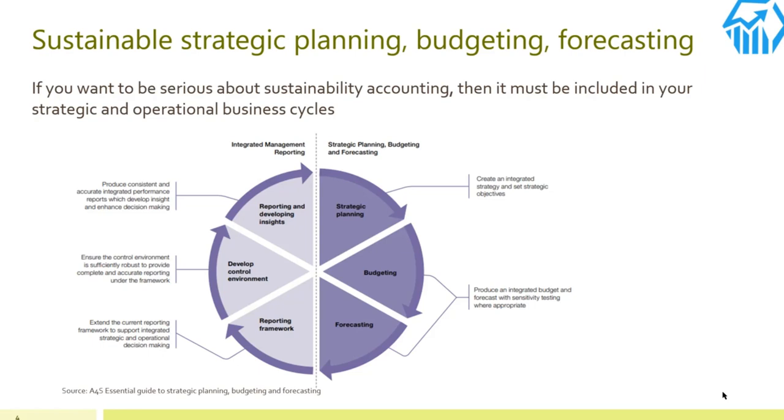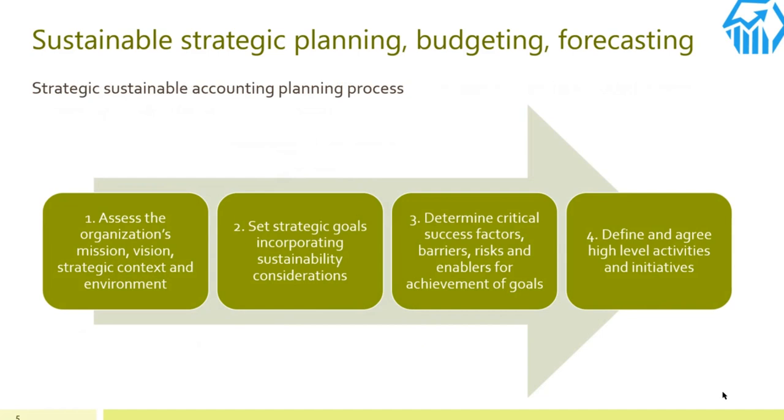And the slides that I share are taken mainly from the Accounting for Sustainability website, where you can find this graph that shows that the strategic planning process is one of the first ones our integrated management reporting process is using. And this first process, this sustainable strategic planning, can be broken down into 4 elements.